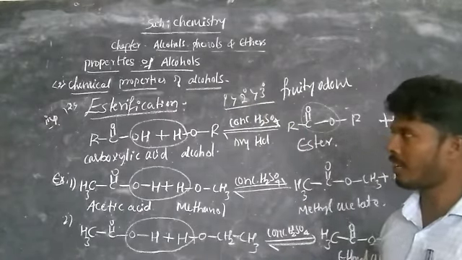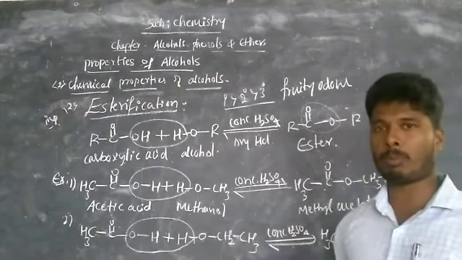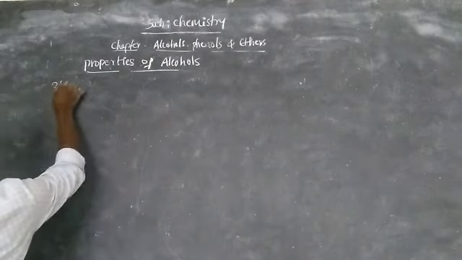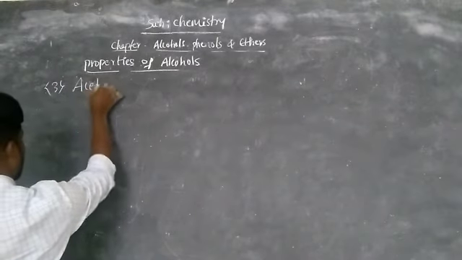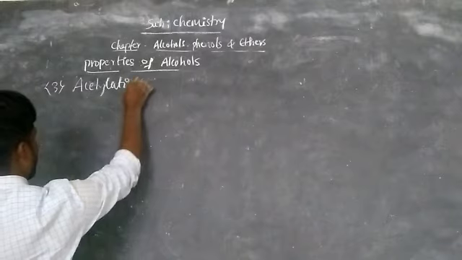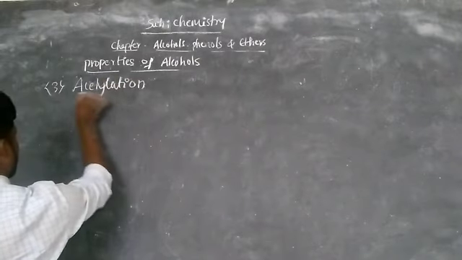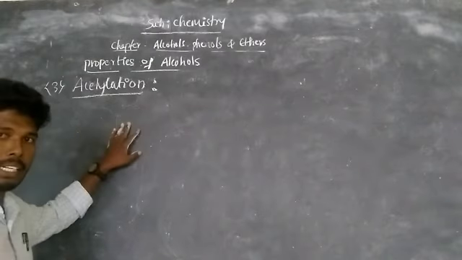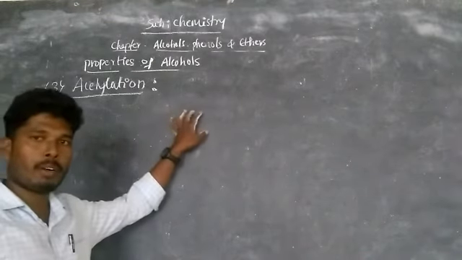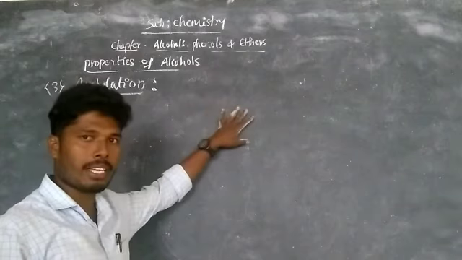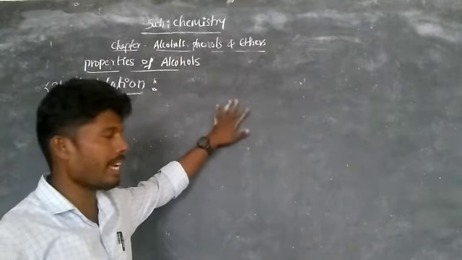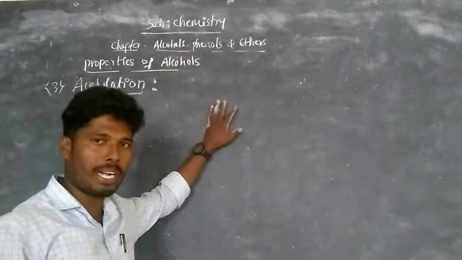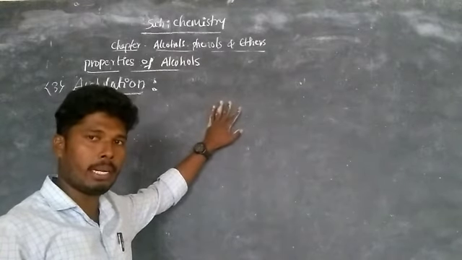Okay, this is the esterification reaction, the second chemical property. Third chemical property is acetylation. Acetylation. So in this process, alcohols are treated with acid chlorides in presence of base pyridine. It forms ester and releases HCl. This HCl neutralizes the pyridine to form pyridinium hydrogen chloride salt. Okay, it can be easily removed.